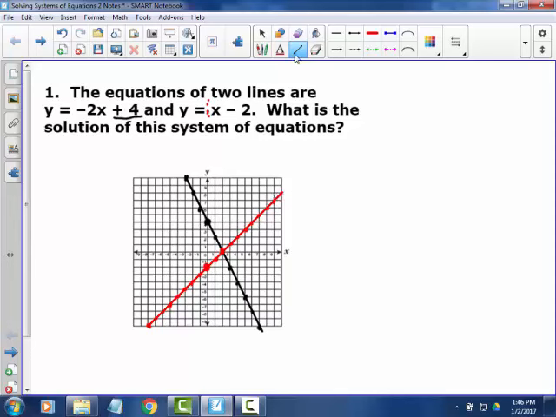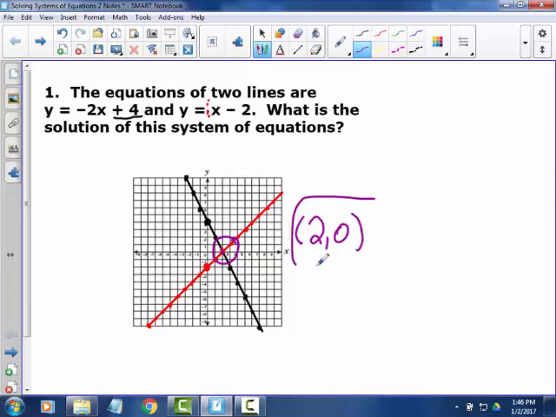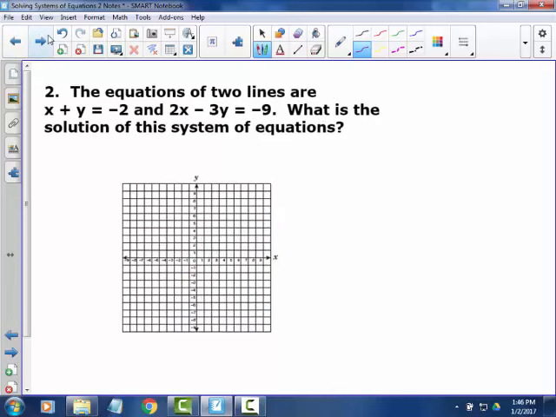Okay. And hopefully you can see that these two lines intersect right here at this point, which is positive 2, 0. So the solution is (2, 0) for this system. Okay. Let's take a look at another one.